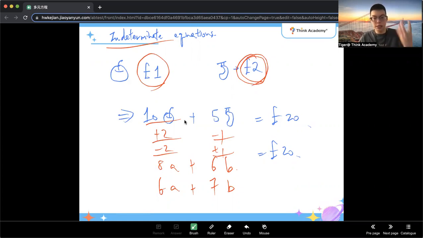So if I know one set of the solutions, I will be able to move on using the values of each unknown and try to find out the other sets of solutions we can. Does it make sense?